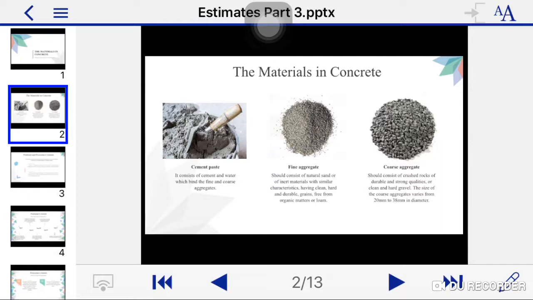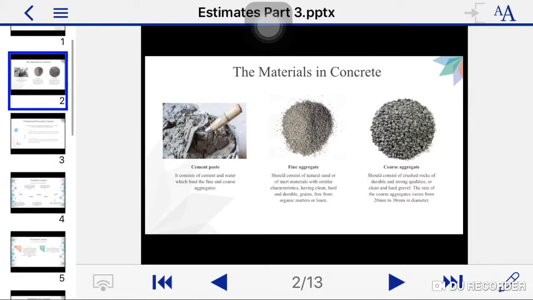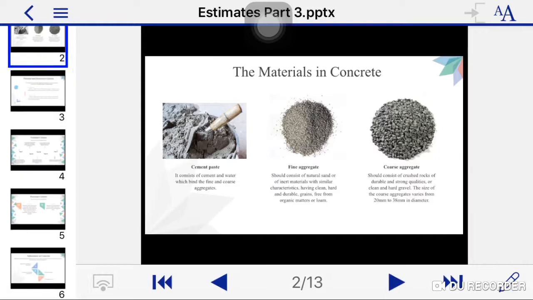Then, the fine aggregate should consist of natural sand or of inert materials with similar characteristics, having clean, hard, and durable grains free from organic matters or loam. Then the coarse aggregates should consist of crushed rocks of durable and strong qualities or clean and hard gravel. The size of the coarse aggregates varies from 20 mm to 38 mm in diameter.